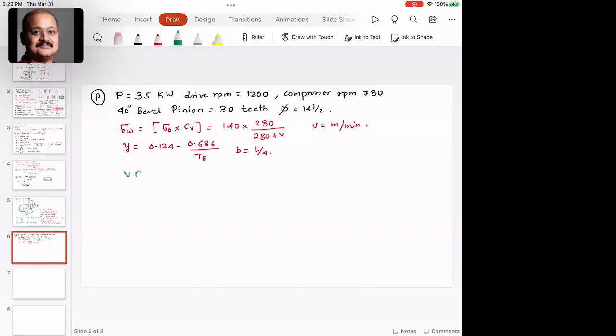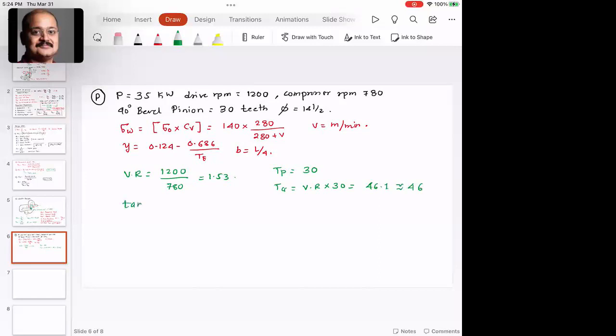Velocity ratio is 1200 divided by 780, is 1.53. TP is equal to 30. So TG is equal to velocity ratio multiplied by 30, which is 46.1. So I'm going to say 46. Please note, you cannot have fractional teeth. Okay.